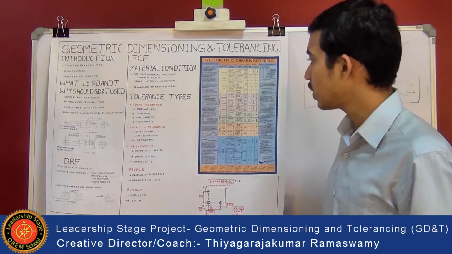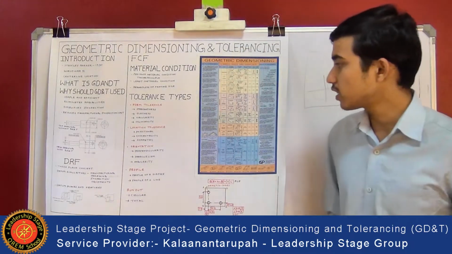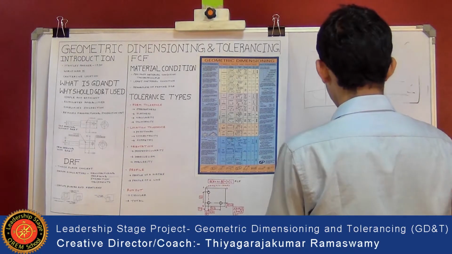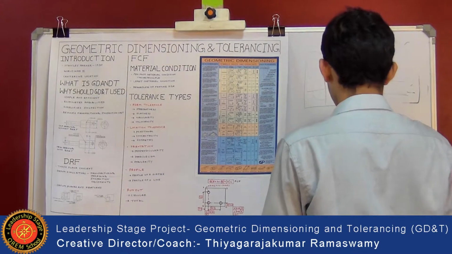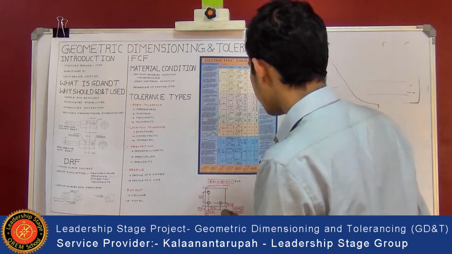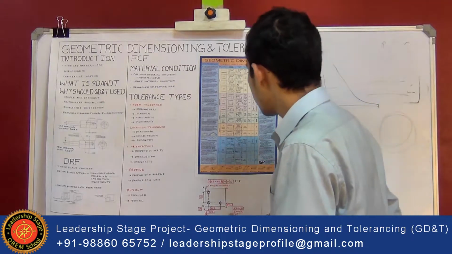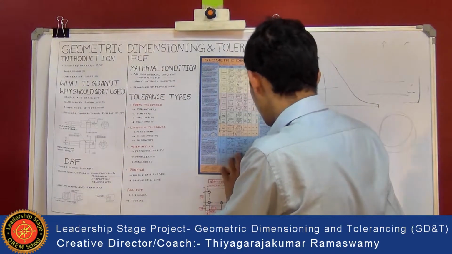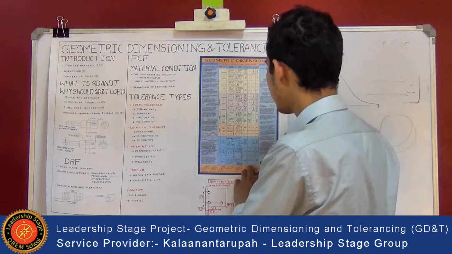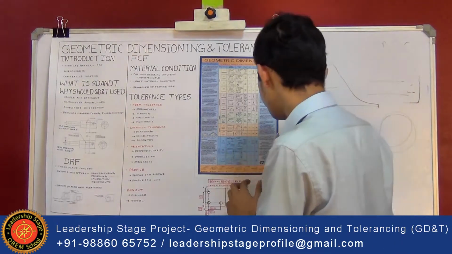Then coming to concentricity, it is applied to concentric circles, or mainly applied to circles. If you consider two or more circles having a common center, then it's called concentricity, and it's represented using two concentric circles. In case of concentricity, only the J type of tolerance zone is considered, which is nothing but cylindrical zone, because concentricity is applied only to cylinders.